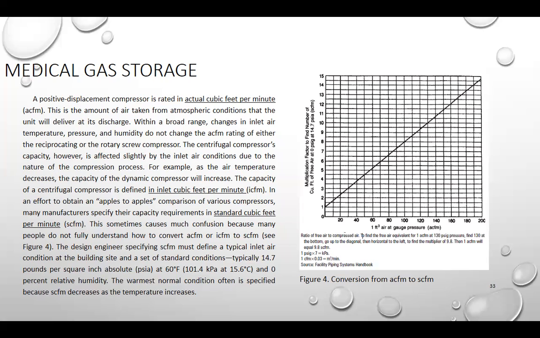This sometimes causes much confusion because many people do not fully understand how to convert ACFM or ICFM to SCFM. Figure 4. So the design engineer specifying SCFM must define a typical inlet air condition at the building site in a set of standard conditions. Typically, 14.7 psia at 60 degrees Fahrenheit standard and 0% relative humidity. The warmest normal condition is specified because SCFM decreases as the temperature increases.